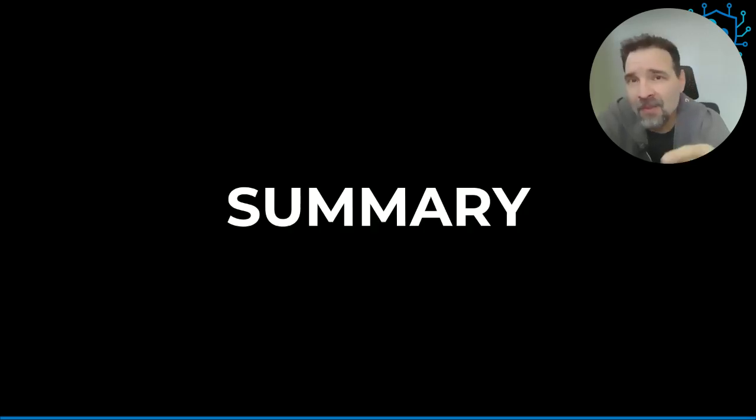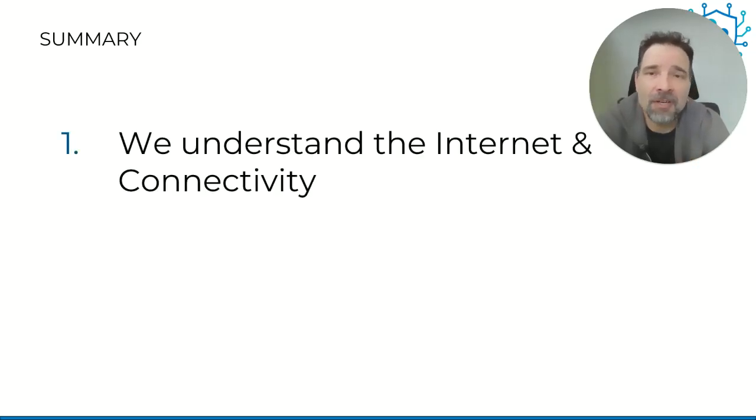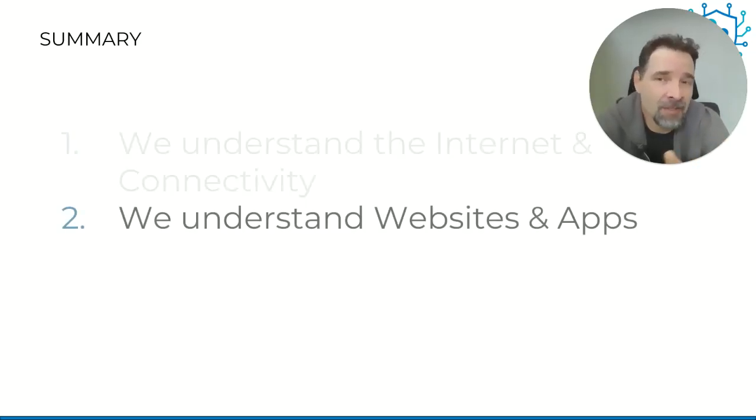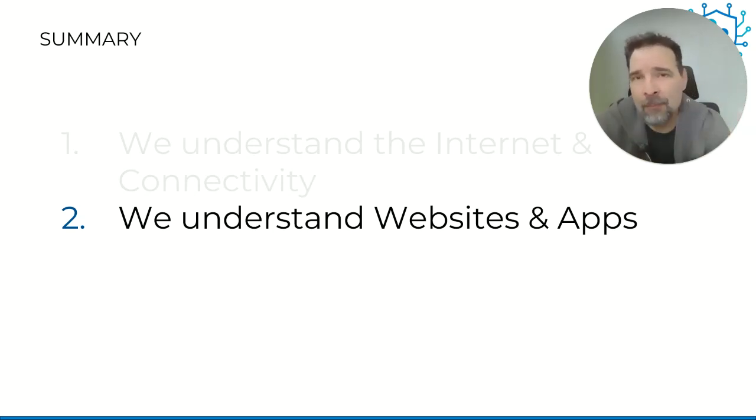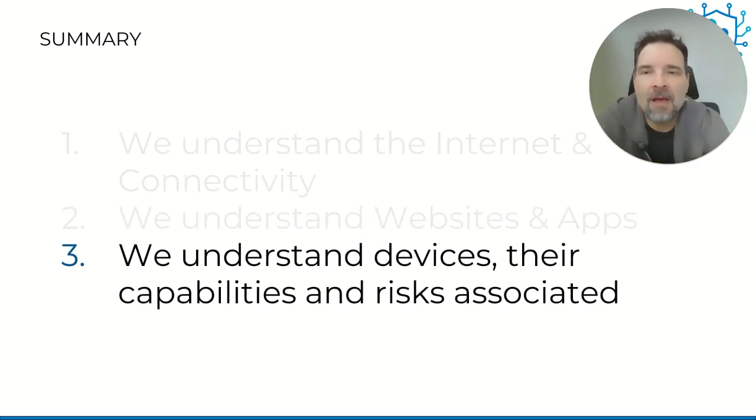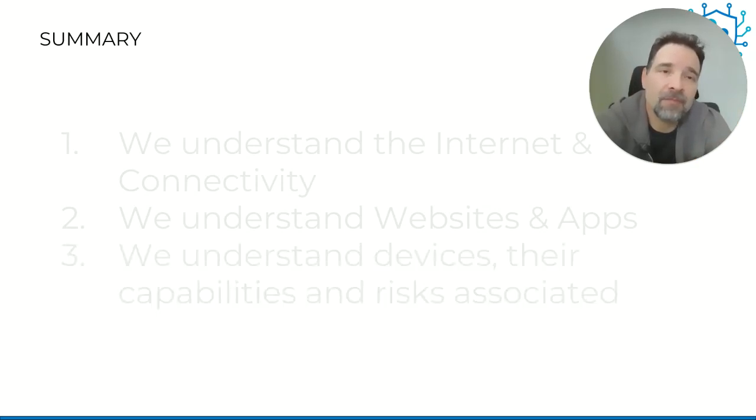So this wraps it up for our first lesson. It's a short one, introductory, right? What we saw here, how internet and connectivity matter, right? The difference between websites and apps. Websites, you can use any amount of websites using only one app, which is the browser, right? While apps have very specific use, and you need to install every single app to use it. And we understand devices and their capabilities and how they bring different risks associated with them.